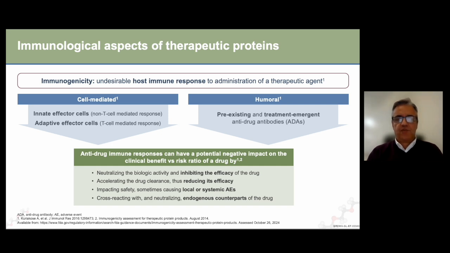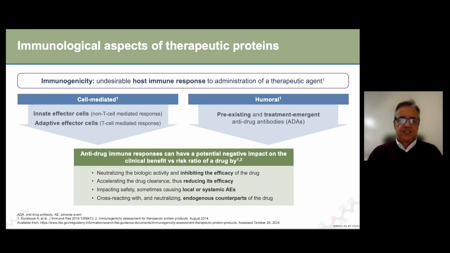So when you have immunogenicity, we have anti-drug antibodies that can be humoral, mediated by B cells, or cell-mediated, involving T cell responses. What is important here is that these antibodies may neutralize the drug, cross-react with endogenous proteins that are similar to the drug, or increase the risk of adverse events. This underscores the need for strategies to mitigate these risks during drug development, in order to avoid this negative impact of immunogenicity on pharmacokinetics and pharmacodynamics.